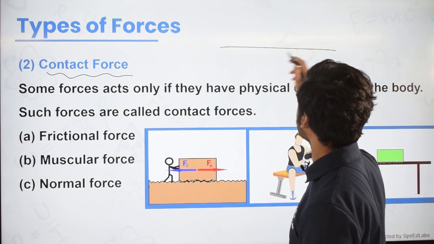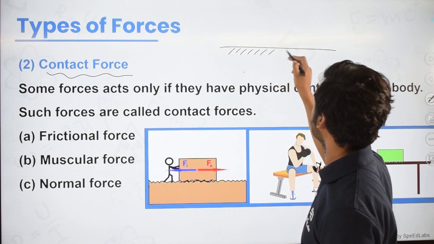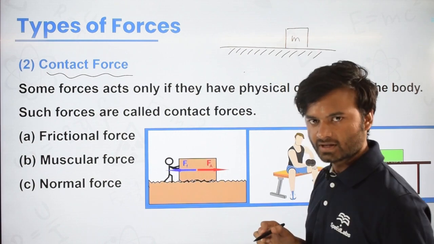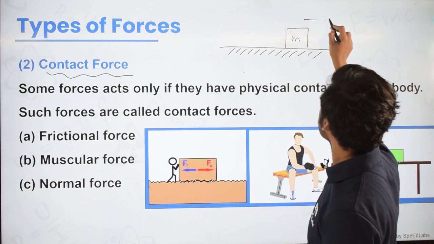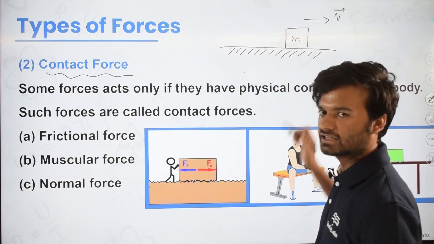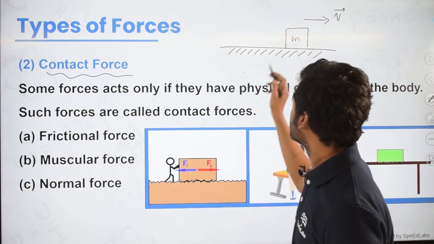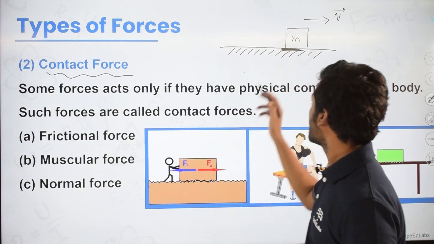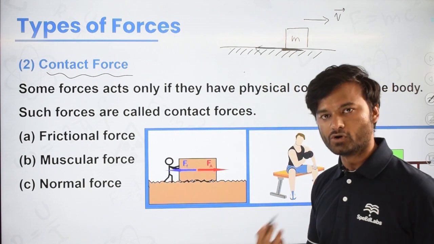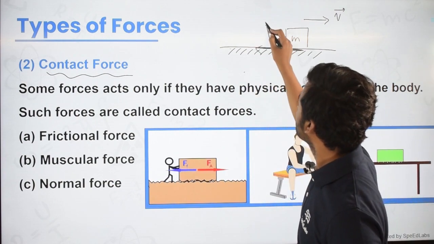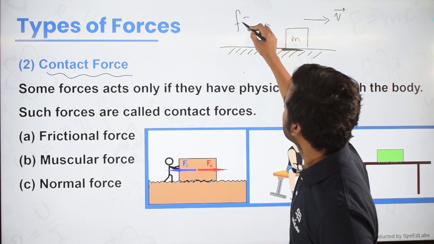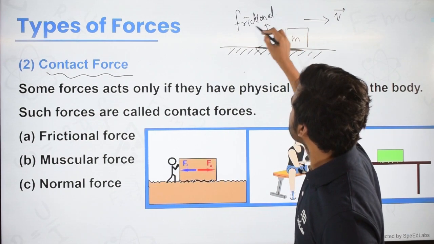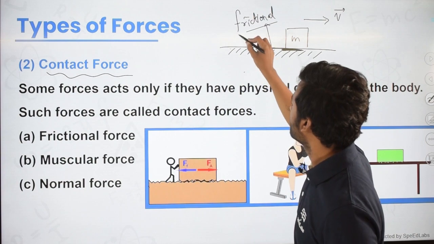Let's say I have a rough surface in which I have kept a block of mass m, and suppose this block is moving with velocity v in this right-hand direction. So automatically this surface will start exerting some force in the direction opposite to the direction of motion, and this force is particularly known as frictional force. Understand? This is frictional force.